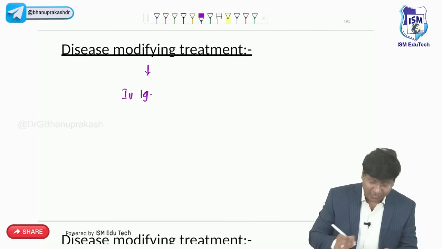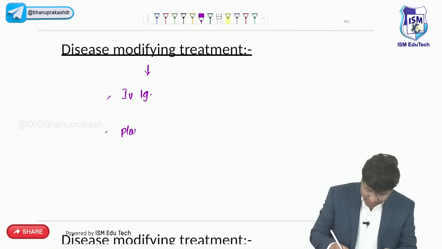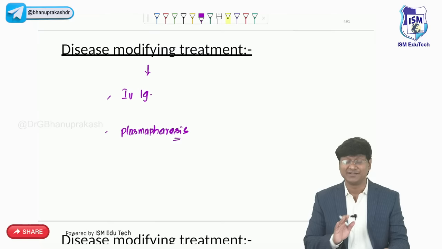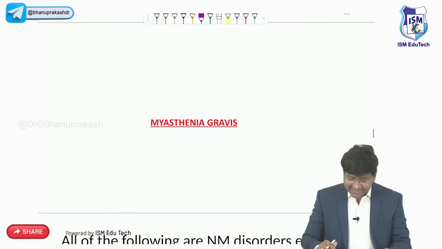And another treatment option for your Guillain-Barré syndrome will be plasmapheresis. Right? Plasmapheresis. So both of them, they are equally efficacious. But the drug of choice is considered to be the intravenous immunoglobulin. So this completes the quick discussion of the Guillain-Barré syndrome. And the next important topic is a neuromuscular junction disorder, that is myasthenia gravis.